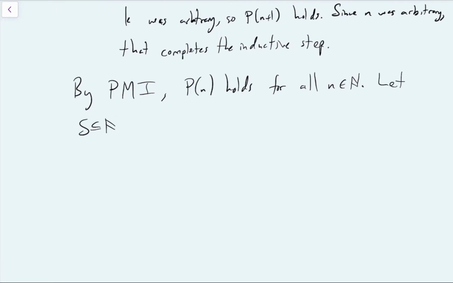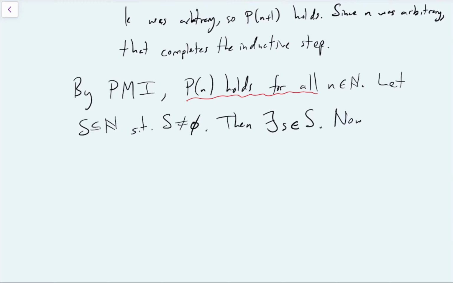Let S be a subset of n such that S is non-empty. Now, what this means, then there exists some element little s in S, right? Otherwise S would be empty. So there has to be at least one element. So let's call that little s. But remember that we know P of n holds for all n.